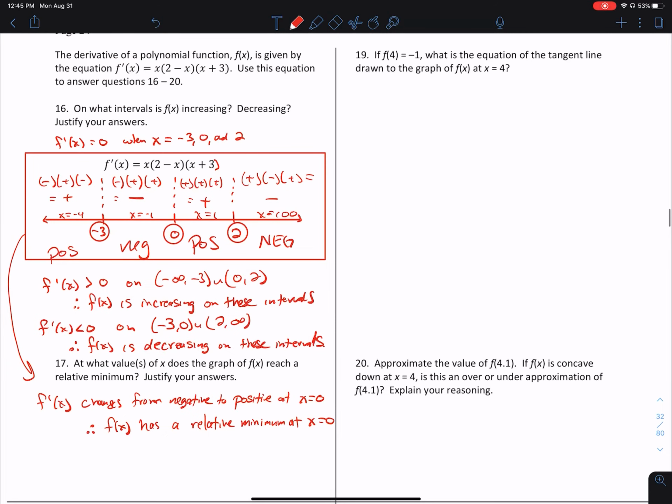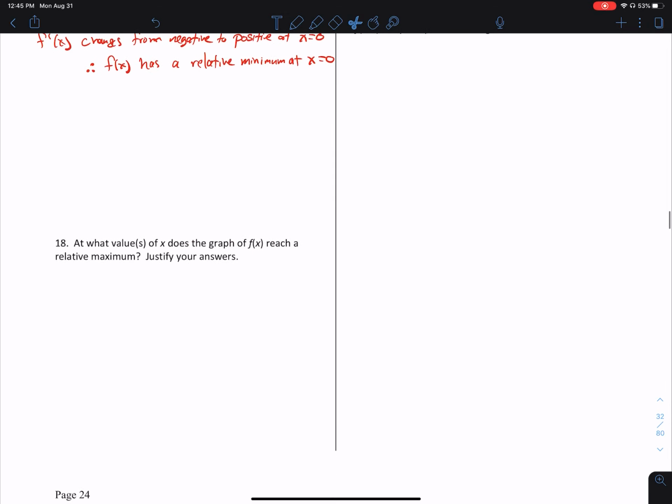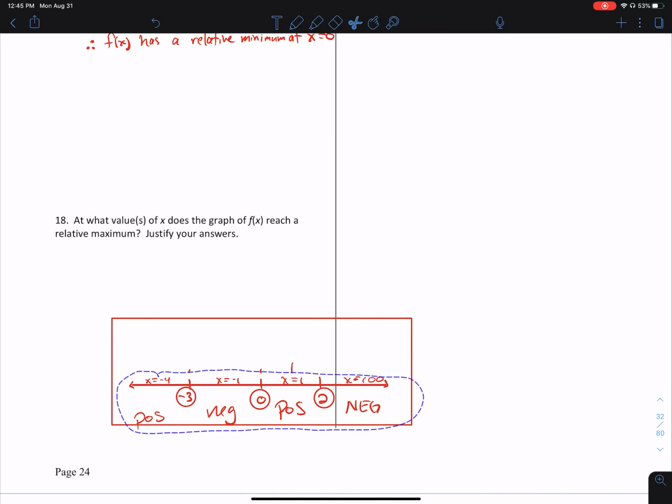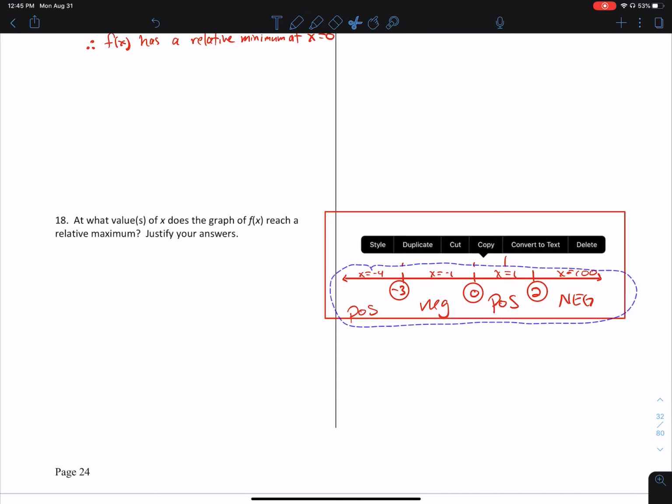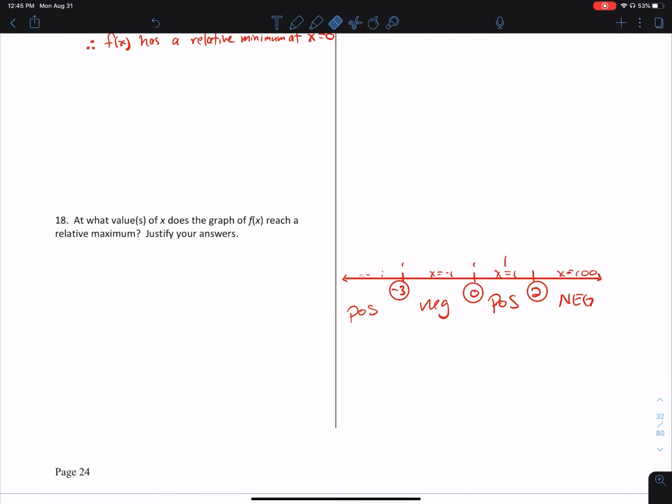Question 17, I'm just going to copy this down just so I can see it. Actually, let's just copy down the part that we have to have. This is the part that we would have to have. At what values of x does the graph f of x reach a relative maximum?